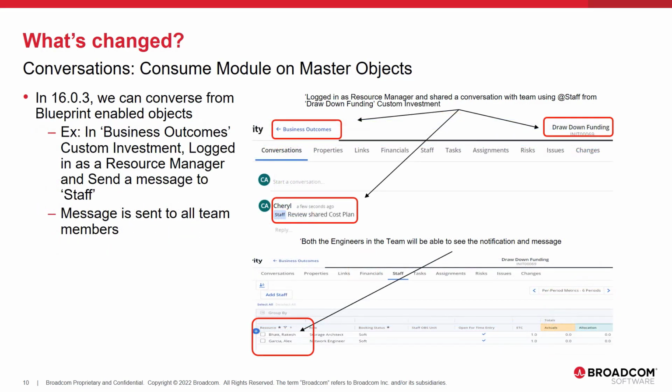In 16.0.3, we can converse from blueprint enabled objects like a custom investment. In the present example, a resource manager logs into a custom investment with name business outcomes and sends a message to the team using @staff. Team has two resources, namely Alex Garcia and Rakesh Bhatt. Message is sent to both the team members.